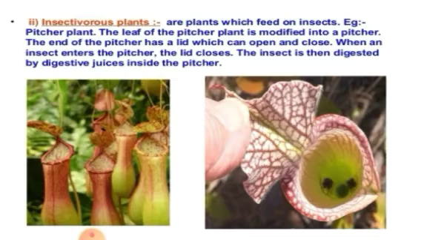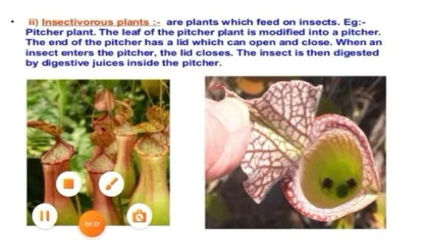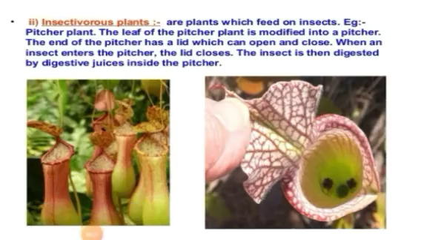And one more example we have, that is Venus flytrap. And here one more important thing, that is these plants depend on insects and also they can perform photosynthesis. This is alternative mode of nutrition in these plants. They are autotrophic and heterotrophic also. Now I will show you the images of pitcher plant and Venus plant.